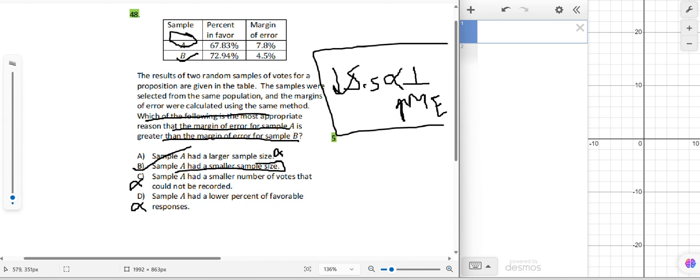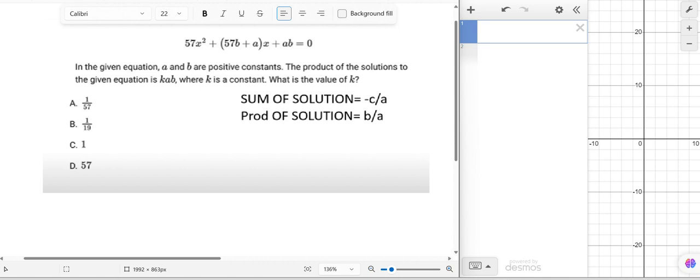So I think you guys grabbed it and understood this concept. Remember, sample size is always inversely proportional to margin of error. So let's get to another question.